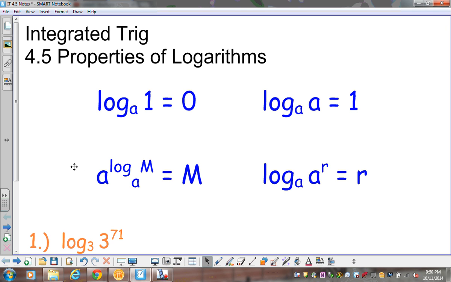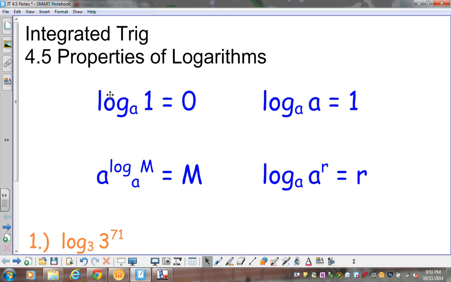We're going to be wrapping up Chapter 4 with Section 4 or 5. We just did some basic logarithmic stuff in the last section yesterday, and today we're going to talk about a little bit more of the properties of logarithms. This first slide has the four basic properties we're going to look at today, with some additional pieces after this.